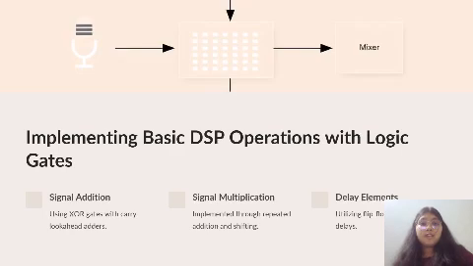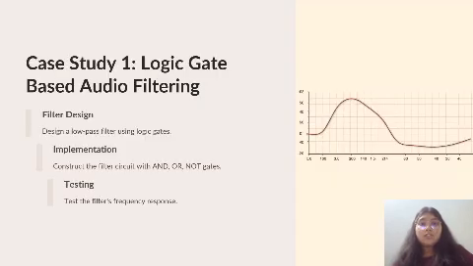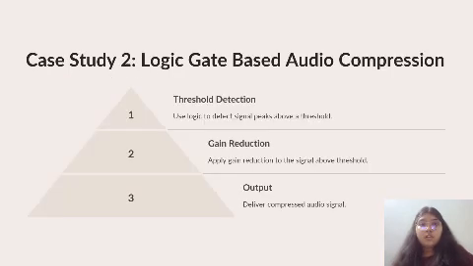Operation: threshold detection. Logic gates are used to monitor the audio signal levels and detect when it crosses a predefined threshold. If the audio gets too loud, the system detects it instantly. Gain reduction: once a peak is detected, the circuit triggers gain reduction, lowering the volume of that part of the signal to avoid distortion. Output: after applying gain reduction, the processed audio is sent out. This compressed signal has fewer extreme volume changes, making it clearer and more balanced.